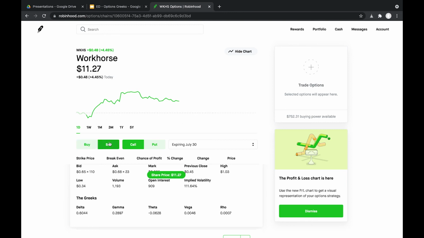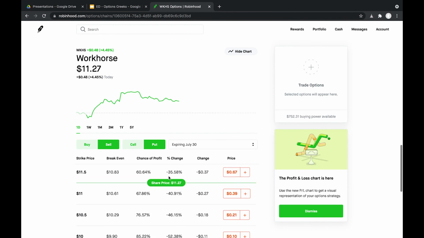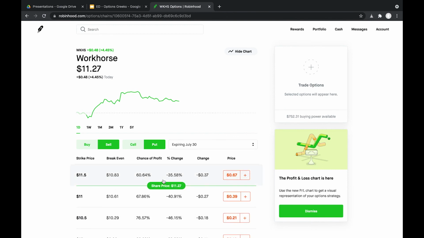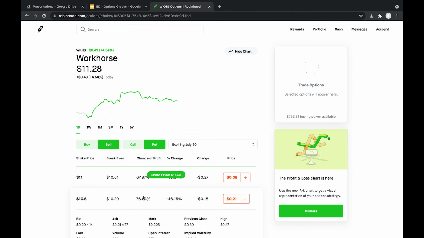Okay, so we go to sell a put. Let's say we're doing it for this week. Share price is $11.25. What I would want to do is I would look for approximately greater than 70% chance of profit. For example, this is just an example, don't follow this trade, but this is one that I would be interested in. So let me click on this one right here.